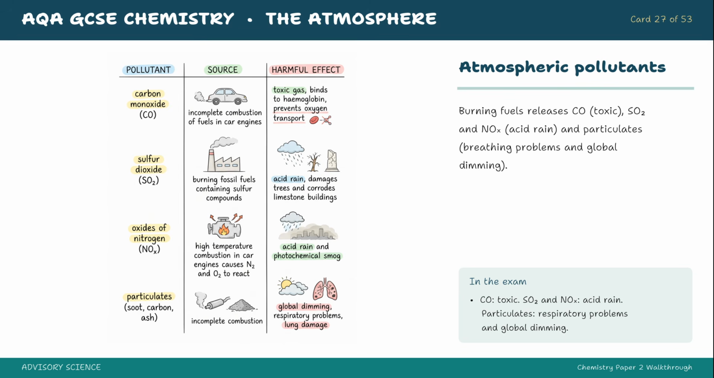Both sulphur dioxide and oxides of nitrogen dissolve in clouds to cause acid rain, and both also cause respiratory problems in humans. In the exam, match each pollutant to its problem. Carbon monoxide is toxic, particulates cause global dimming and breathing problems, sulphur dioxide and oxides of nitrogen cause acid rain and respiratory issues.